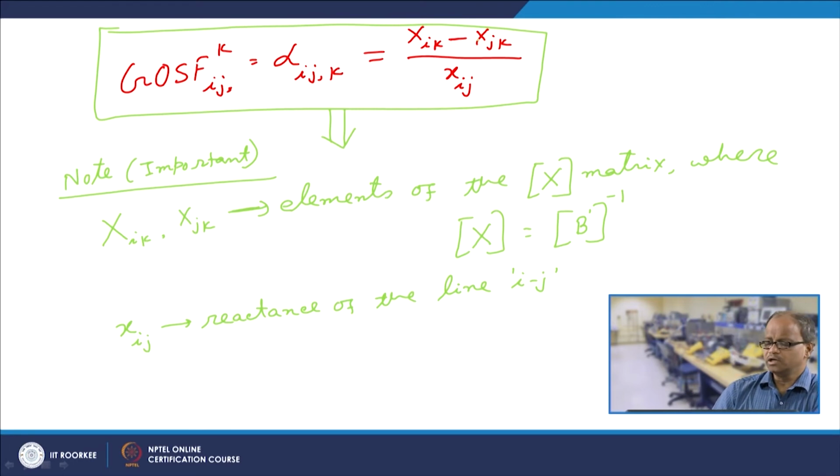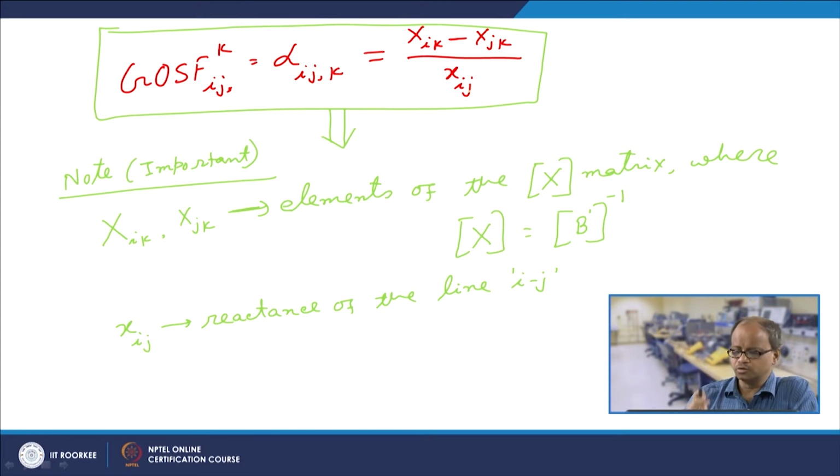Now, here we need to note something again. B dash matrix is a constant matrix, that we have already seen when we discussed FDLF. Because B dash matrix is a constant matrix, its inverse is also a constant matrix. So, X matrix is a constant matrix. All these elements are known. Because all these elements are known, X I k and X j k are known, and small x ij, which is nothing but the reactance of the line, is also known.